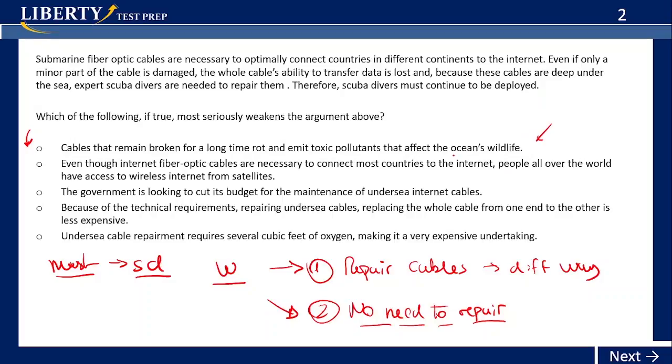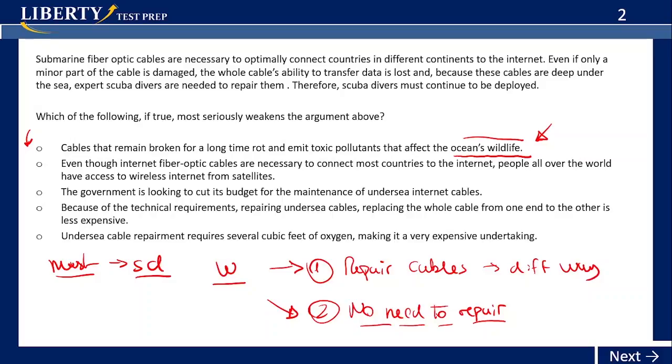Okay, why do we care about the ocean's wildlife? I mean, do we care about that, the wildlife? No, right? Well, yeah, it's important, but according to the argument, that's not part of the conclusion. The conclusion doesn't care. It's not environmentally oriented. So yeah, this one seems like a bad thing, that it's gonna emit pollutants, but according to the argument, that's not important for us.